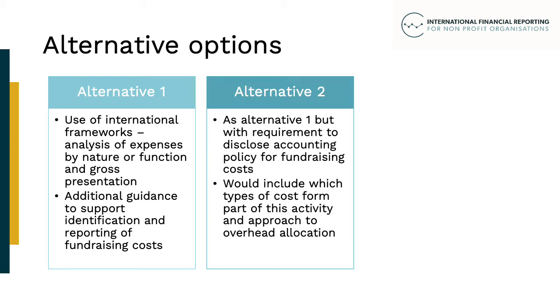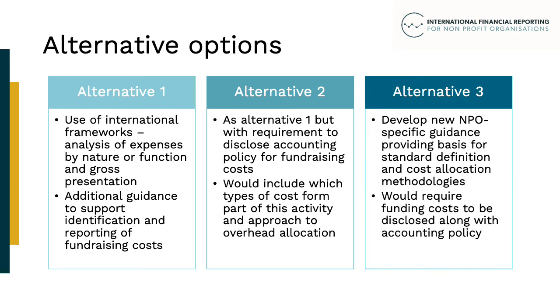Alternative 2 requires an entity to follow one of the international frameworks with additional guidance that requires, where fundraising costs are included in the financial statements, an NPO to disclose its accounting policy for fundraising costs. This would include which types of costs form part of this activity and the approach to the allocation of overhead.